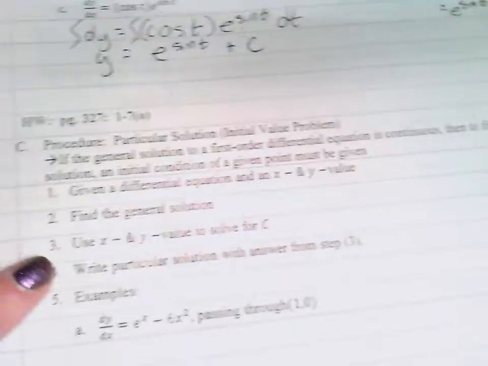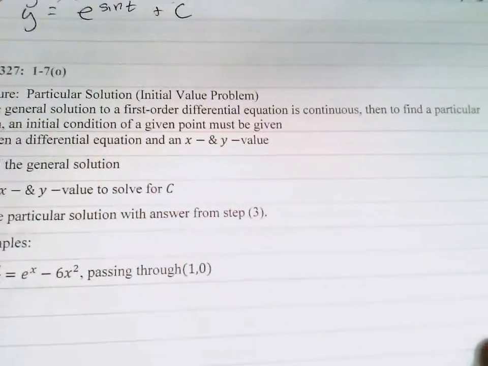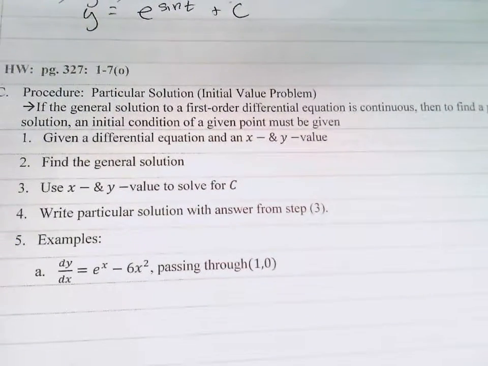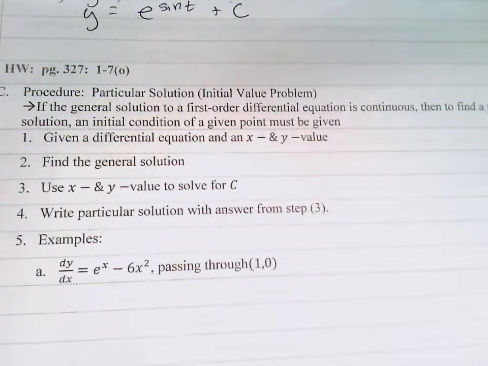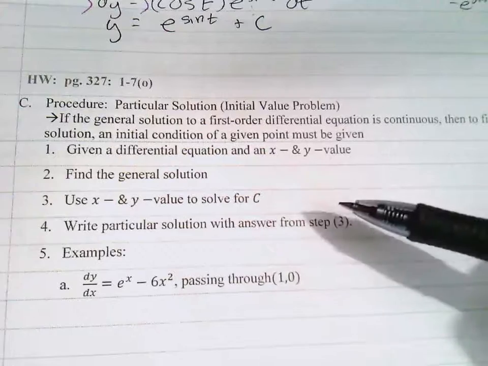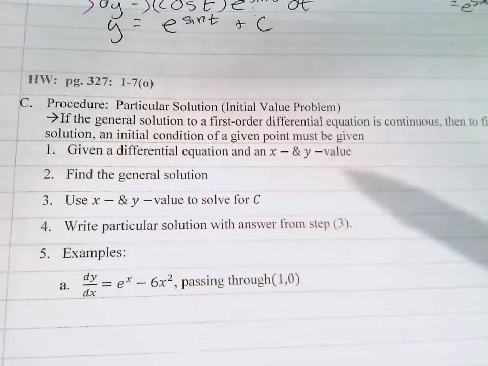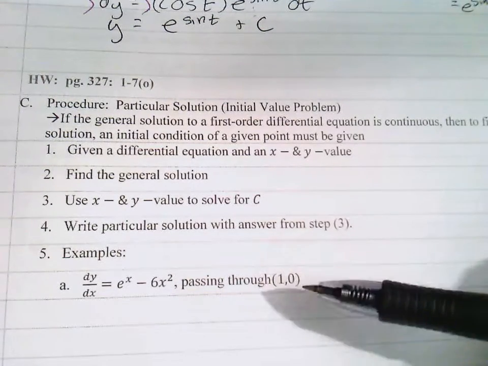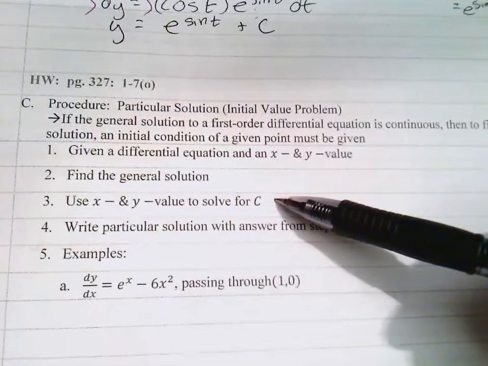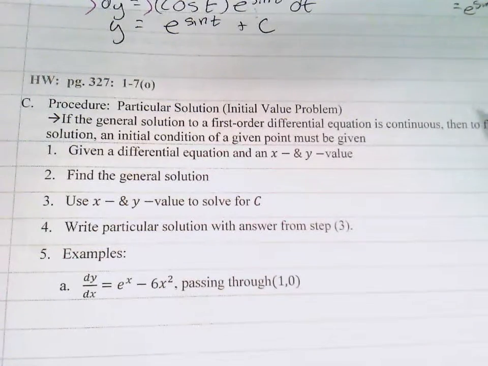Okay, a particular solution to an initial value problem. If the general solution to a first order differential equation is continuous, then to find a particular solution, an initial condition of a given point must be given. So you're going to be given an x and y value, which you see right there. You're going to find the general solution, which is what we did up here with the plus c's. After you find the general solution, you plug in your x and y value from your point. So this is going to be x, that's going to be y. Then you rewrite the general solution with your x and y, and solve for c. Then you write your particular solution with your general solution in part c. Sounds complicated, but it's not.